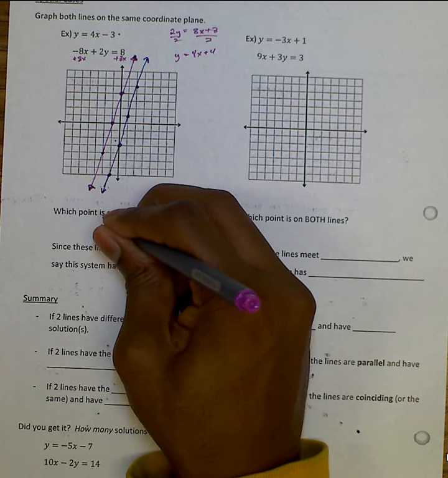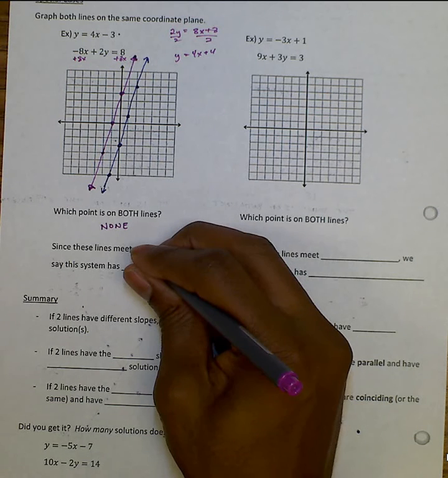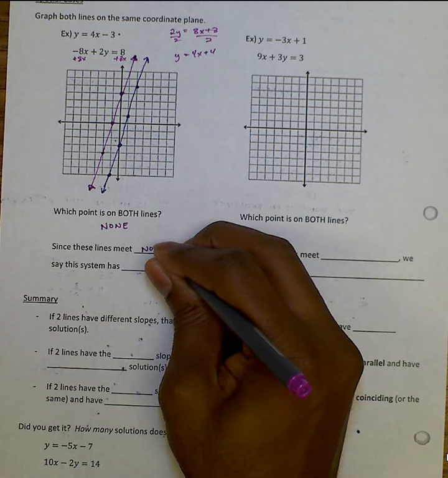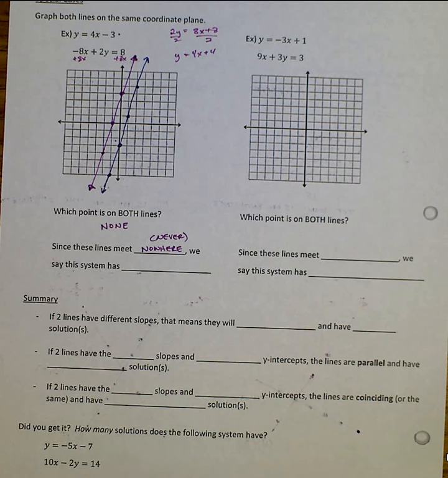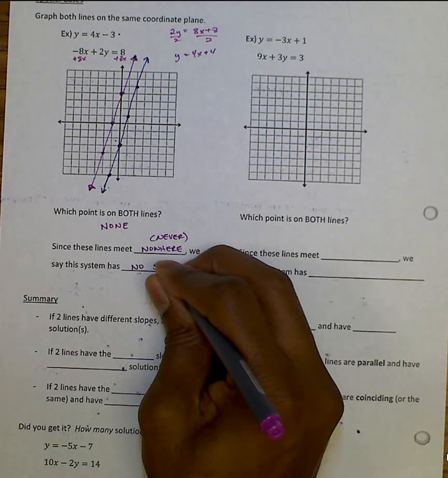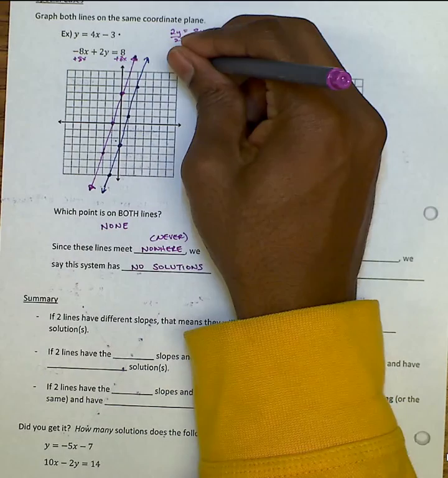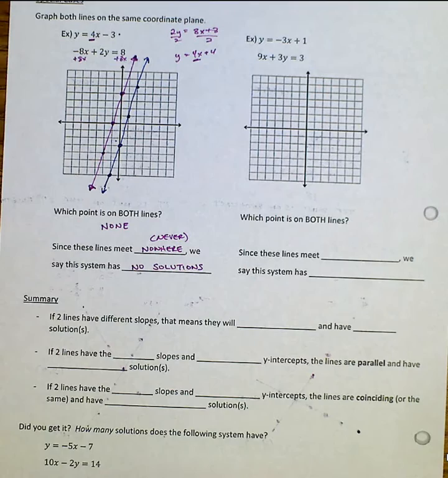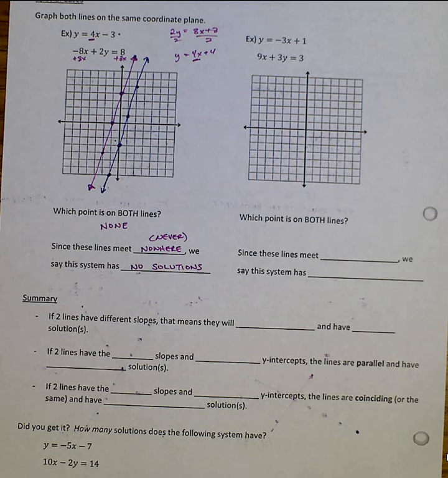There's no point where we see that there's a point on both lines. Since these lines meet nowhere or never, either one of those, because it will never meet. Not just that it doesn't meet on this graph space that we have, but it'll never meet. We can say that this system has no solutions. Okay, and so look at our slopes. Our slopes were the same. These lines were parallel. We had the same slope and different y-intercepts. Okay? Alright, let's look at the second one.